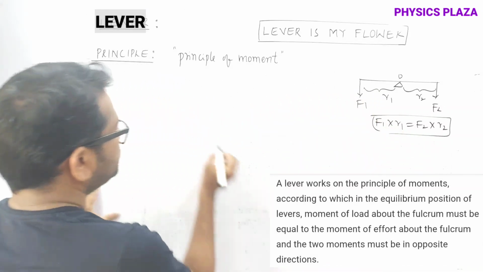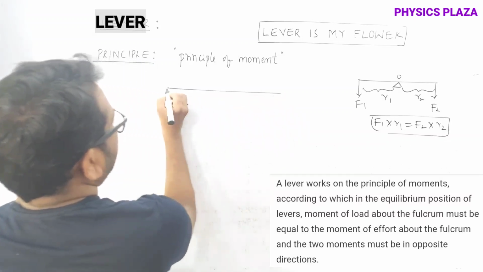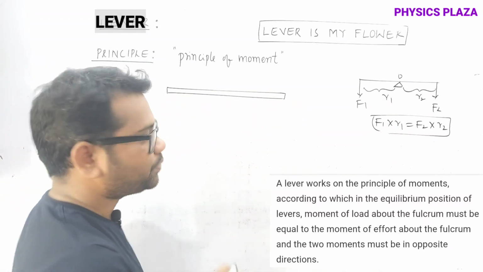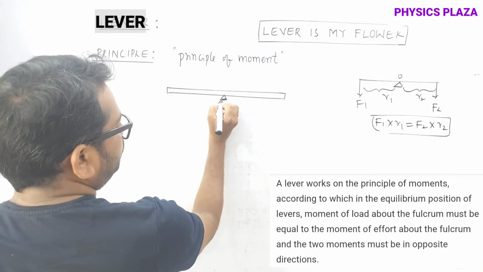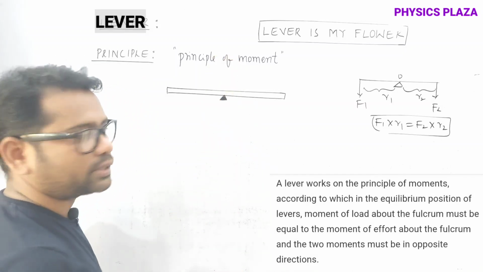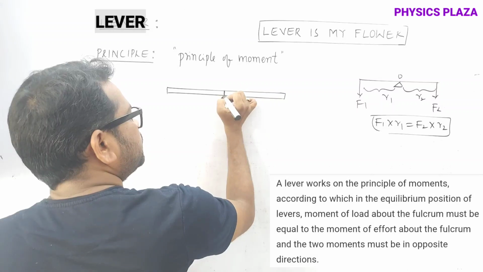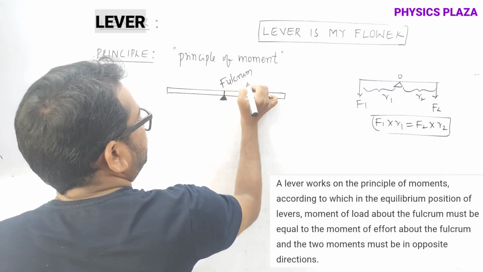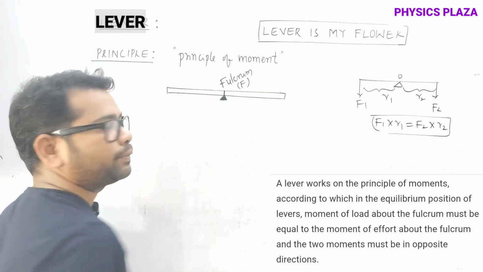Let us see how. Children, let us take here a lever, which means a rigid straight bar. It can be bent also. Let us say it is capable of rotating about this axis. This only we can call a fulcrum, children. Fulcrum, we will use the letter F.